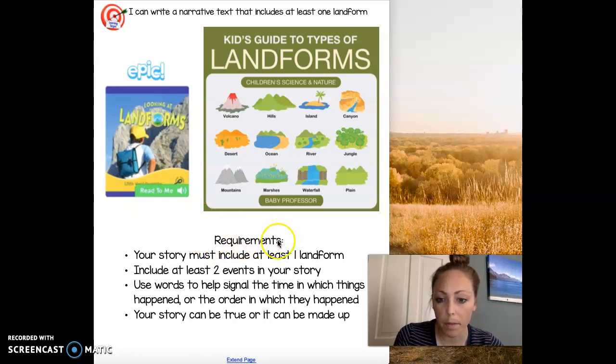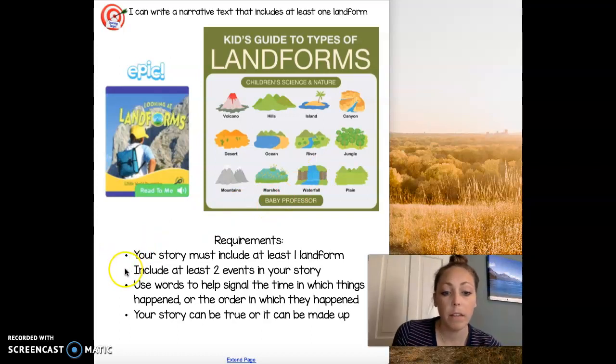Okay, so here's what you need in your story. This word is requirements, so that means what you need. So your story must include at least one landform. Okay, so it has to have at least one of these landforms in it. You get to pick whichever one you want. It doesn't matter. Just pick at least one, but it can have more than one too.